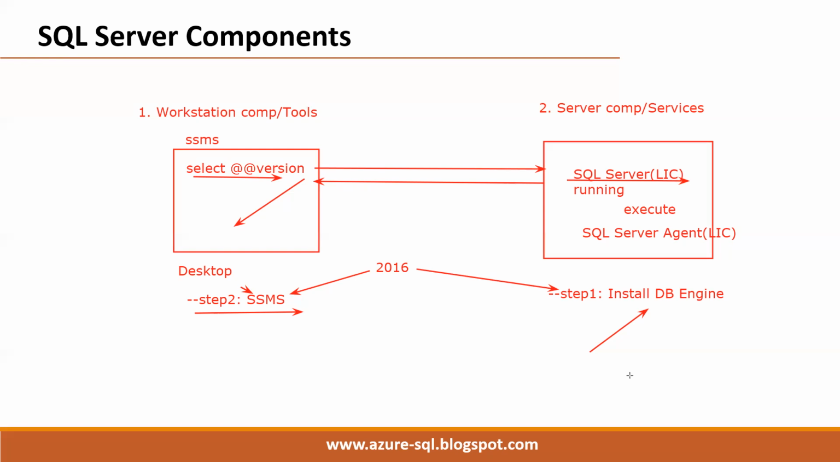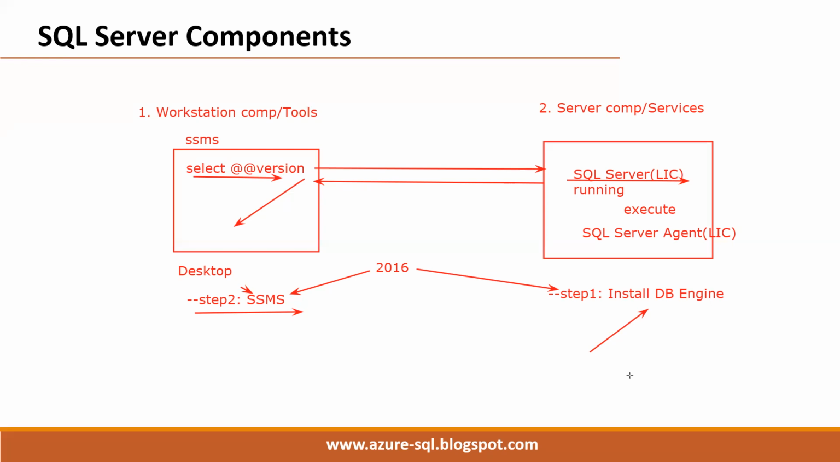Like this, with different names we can install up to 50 times. Database engine we can install up to how many times? 50 times. But this SSMS we install only one time, the latest version. Means SSMS is like our browser, right? Like Internet Explorer, Firefox, Google Chrome. SSMS is a browser through which we connect to the server.